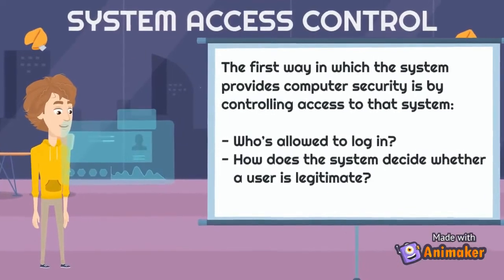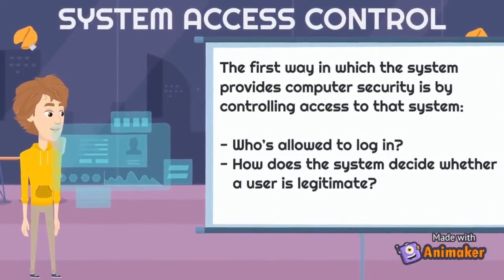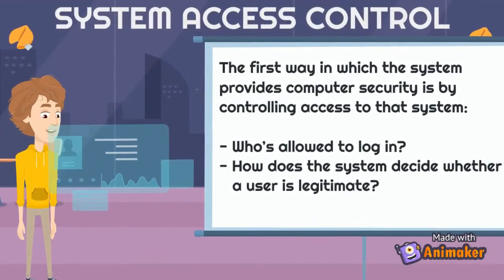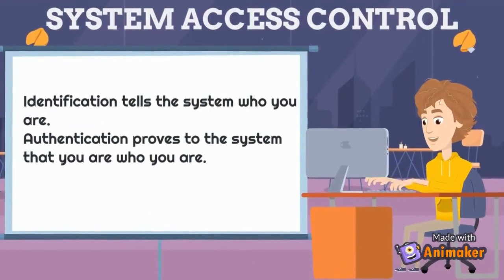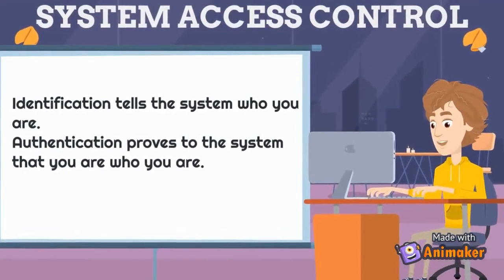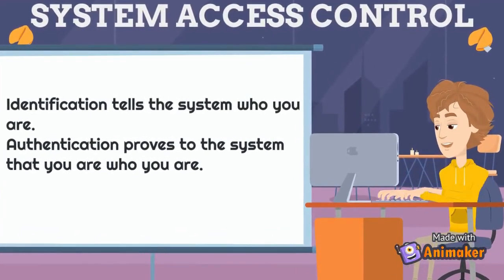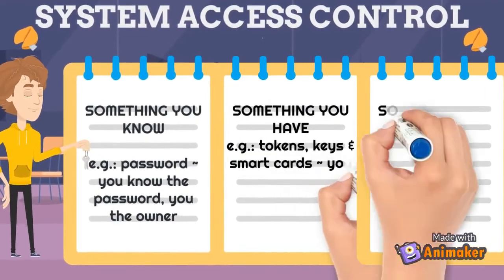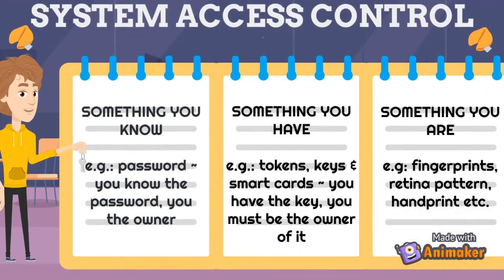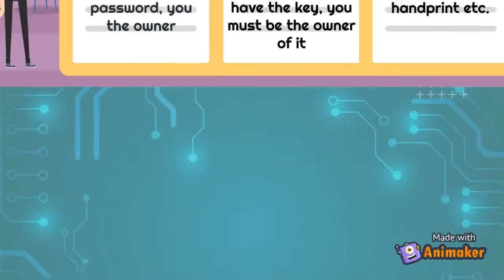System access control is the first way in which the system provides computer security, by controlling access to that system, which is who's allowed to log in. And how does the system decide whether a user is legitimate? Identification and authentication provide this. Identification tells the system who you are. Authentication proves to the system that you are who you say you are. There are three ways to prove ourselves: something you know, something you have, and something you are.